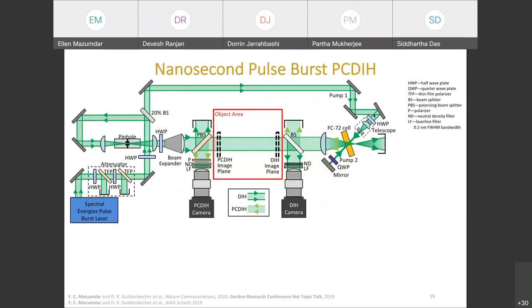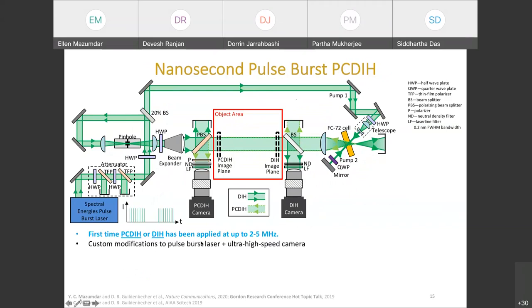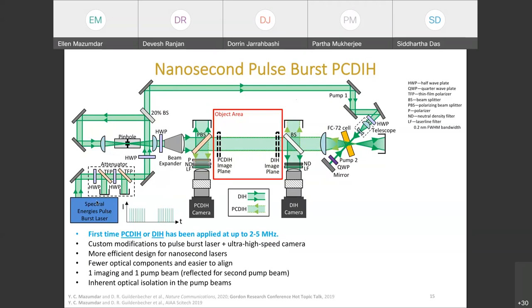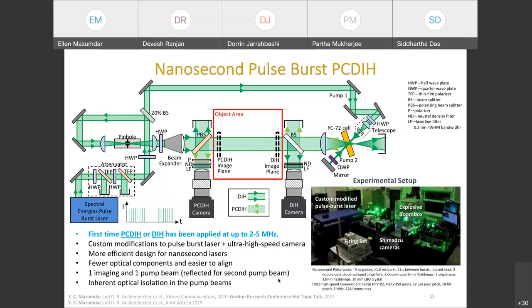We had some really great resources at Georgia Tech, and we also have these at Sandia, where we can use a pulse burst laser. A pulse burst laser creates a bunch of grouped pulses, and the interspacing of these pulses can be very short. And so we can actually apply this at 2 to 5 megahertz. We made some custom modifications to the pulse burst laser. I can give you a whole list of the modifications we made, a lot of software mods, a lot of additional optical train changes in order to get more efficiency. But at the end of the day, this is the configuration that we have for the nanosecond pulse burst configuration.